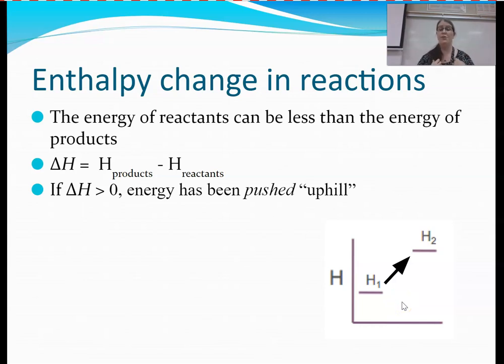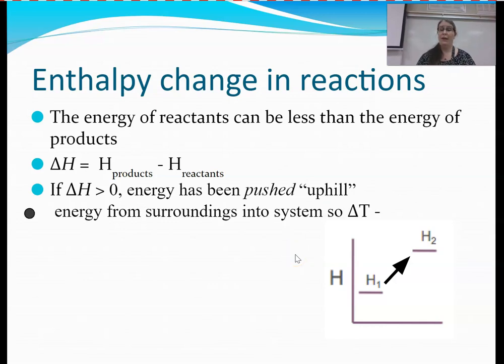We've had to put energy in to make these products. Energy has entered the system, and it had to come from the surroundings. So that means that the change in temperature is negative when delta H is positive. And this is, of course, endothermic. Energy entering the system is endothermic.